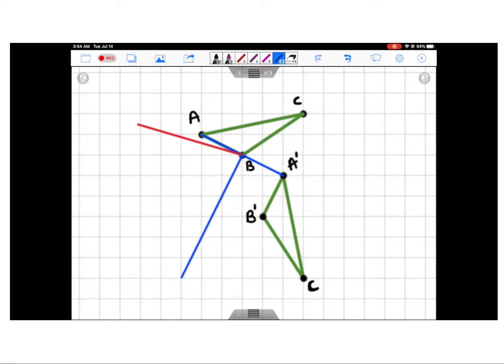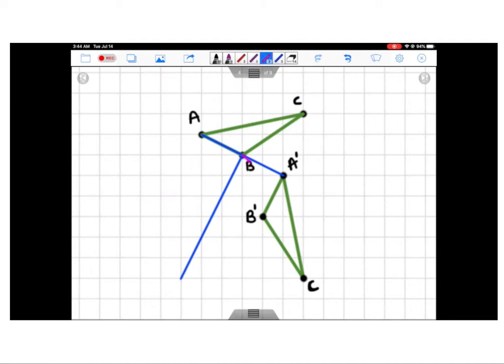And it looks like if I count over 1 and down 2, that's a perpendicular line. And we'll come back to that in a moment.